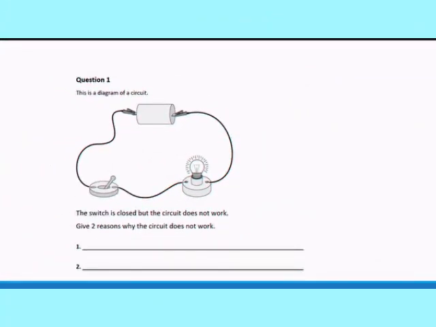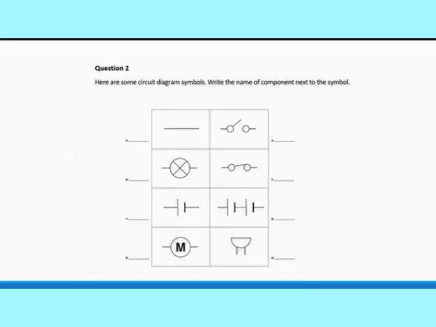Question 1. This is a diagram of a circuit. The switch is closed, but the circuit does not work. Give 2 reasons why the circuit does not work. Pause the video and write your answer down. Question number 2. Here are some circuit diagram symbols. Write the name of the components next to the symbol. Pause the video and record your answer.